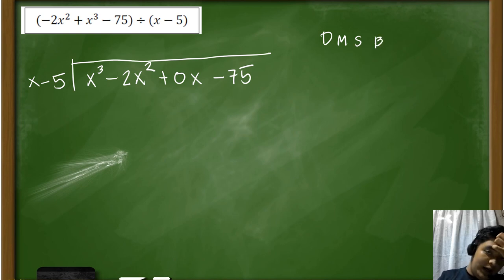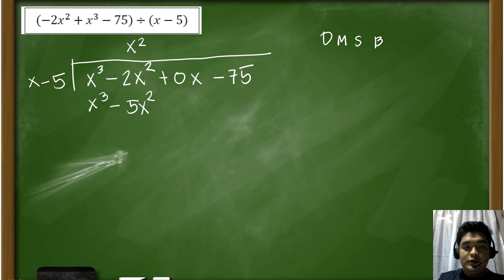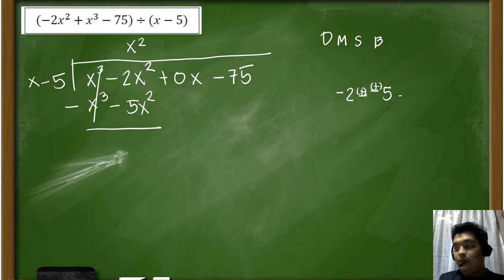So x cubed divided by x is x squared. x squared times x is x cubed, minus x squared times 5 is 5x squared. That is cancelled. What is negative 2 minus negative 5? It becomes plus, so that is 3x squared. Bring down 0x.